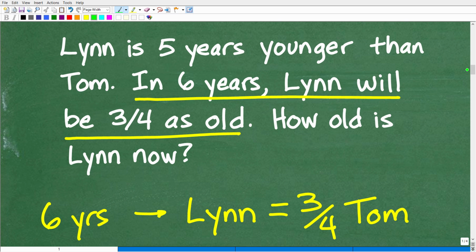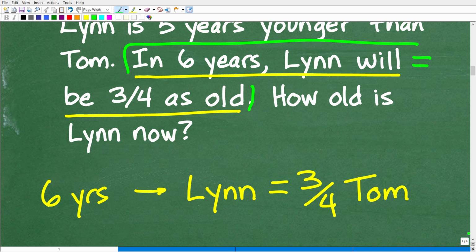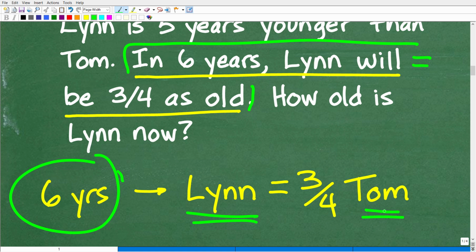To build an equation, we're going to have to take a look at the rest of the problem and see what piece of information can help us establish a relationship between their ages. This part of the problem is what I'm talking about. In 6 years, Lynn will be 3/4 as old as Tom. So in 6 years, Lynn's age will be equal to 3/4 that of Tom's age. You have to interpret this sentence, but mathematically, in 6 years from now, Lynn's age is going to be 3/4 of Tom's age, whatever his age is going to be 6 years from now.